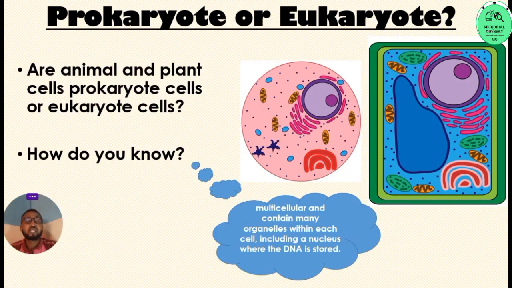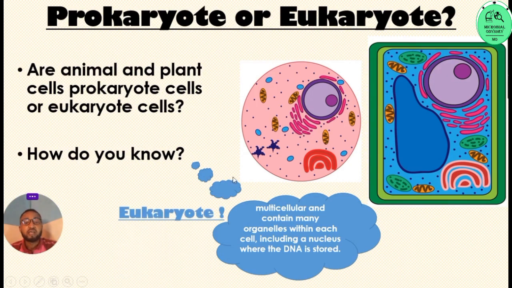So why did we look at this? We looked at a summary, or a recall, of the prokaryote versus eukaryote properties so that we are able to classify the plant and animal cells properly. So based on what we have seen, are the plant and animal cells prokaryotes or eukaryotes? The answer is they are eukaryotes.